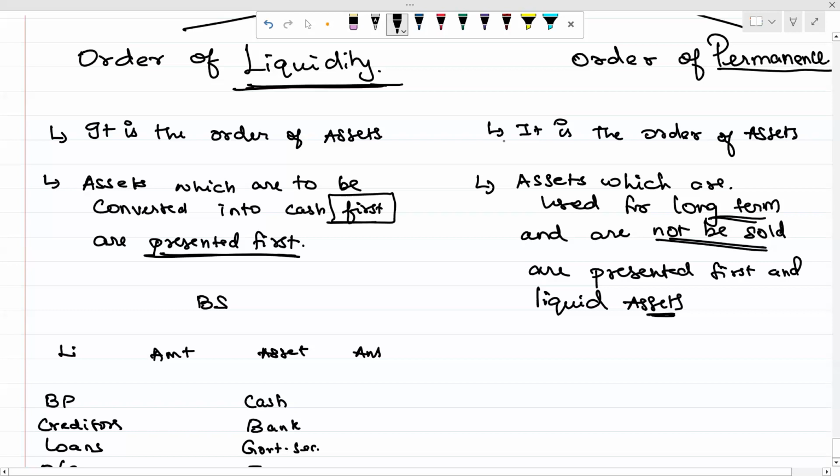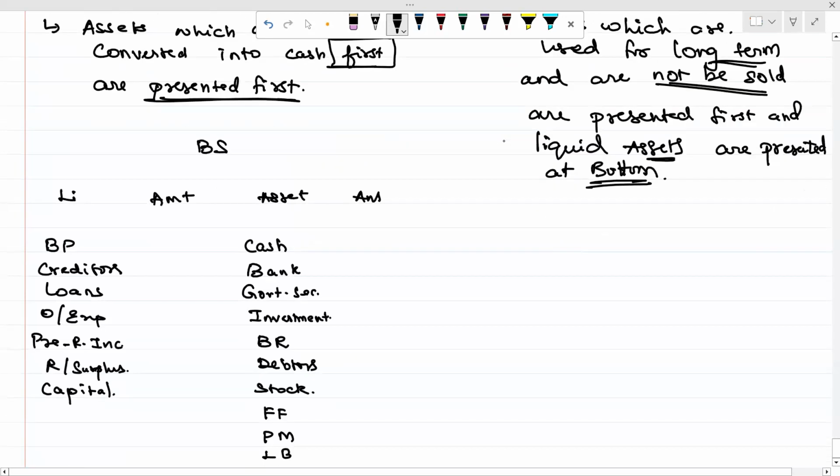Liquid assets connect to financial management, ratio analysis. In ratio analysis, you have the liquid ratio, which is nothing but the quick ratio: liquid assets or quick assets divided by current liabilities. That is the analysis of transactions and financial statements. Long-term assets will be presented on the top.